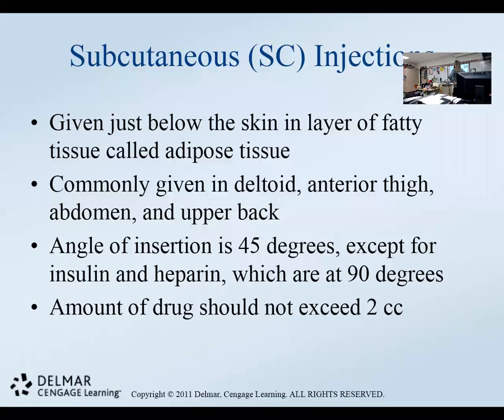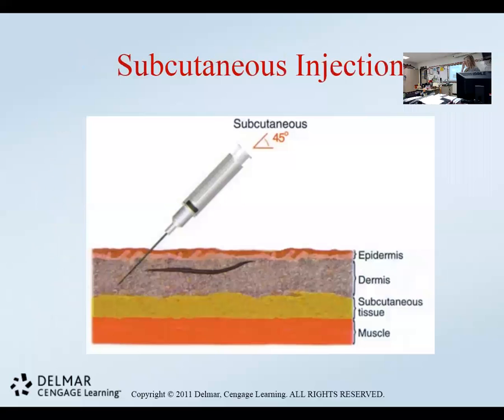Commonly into the abdomen, upper back. Anyways. Angle of insertion is 45 degrees, so you're not going to go directly in. It's going to go in from the side. It kind of depends on the medicine too. Like insulin, you can give that because that needle is so short. And then heparin, same way. Amount of drug should not exceed 2 milliliters. Okay, that kind of gives you an idea.